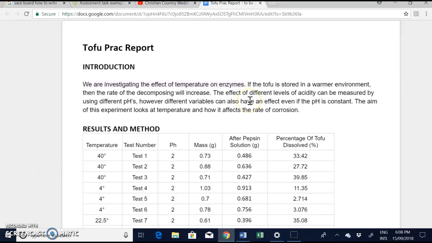Okay, why is this not scientifically that great? First, you were told to describe the structure and function of the enzyme pepsin and include relevant information on your task sheet at the back. It doesn't actually talk about pepsin in the introduction. Okay, so this is a bit of a problem.